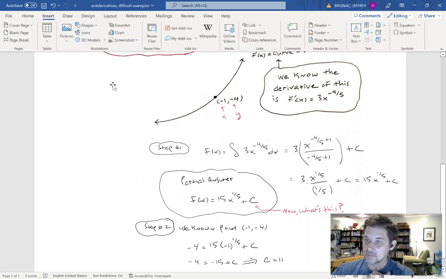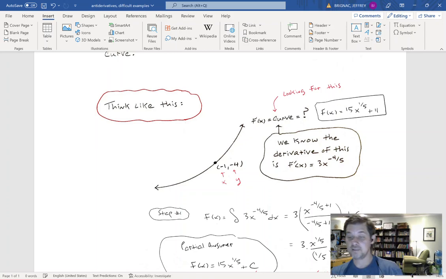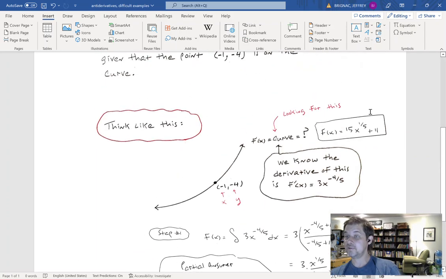All right, so let's give our answer up here, because I kind of mapped things out up here. I wanted to know the equation of this function, this curve, whose derivative is 3x to the -4/5 and also has this particular point on it. And now I have it. It's 15x to the 1/5 power plus 11. So maybe once you get down to it, it's not that difficult of a problem.